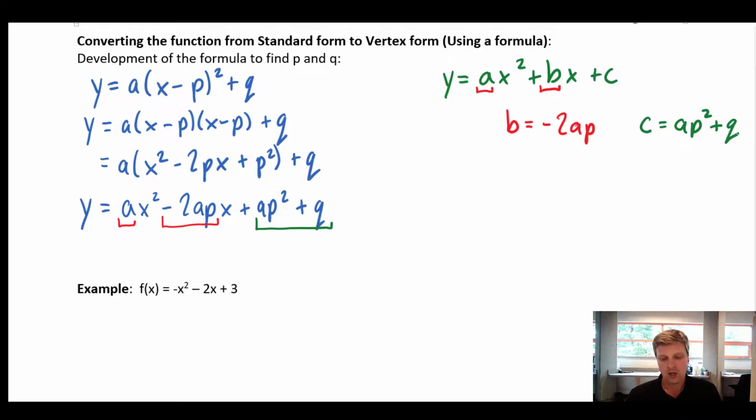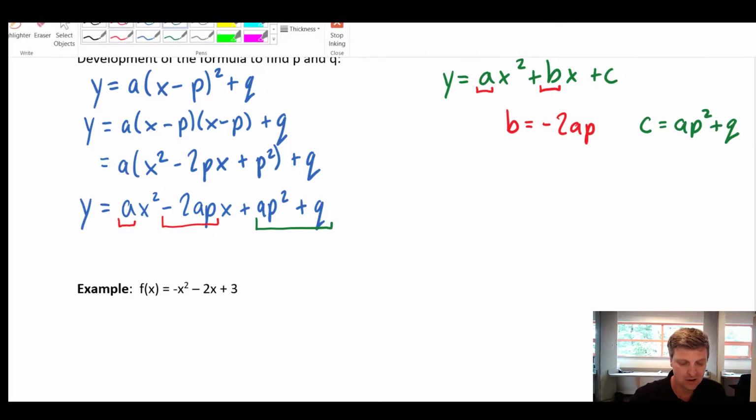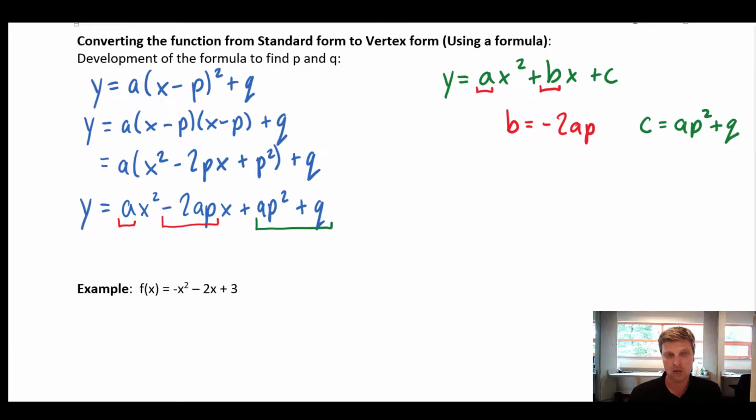And so remember that I'm going to use these formulas to go from standard form into vertex form. So I'll know what A and B and C are. I won't know what P and Q are. And so I'm going to rearrange these formulas so that I can solve them for P and Q. So for example, if I divide both sides by negative 2A, I would get a formula that says P is equal to negative B over 2A.